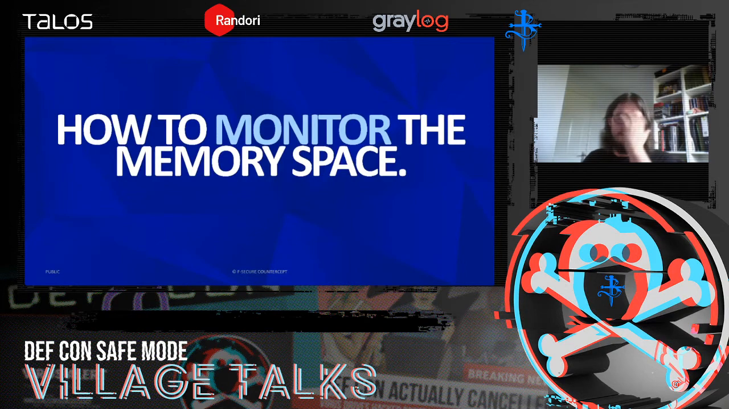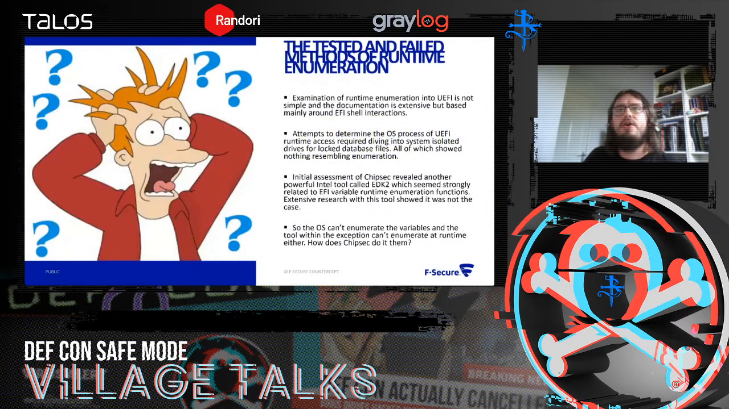So although those are the difficulties, how do you monitor the memory space? I tested a lot of methods in order to try and find runtime access and enumeration. This is just a few of them, but I spent a lot of time going through these methods.